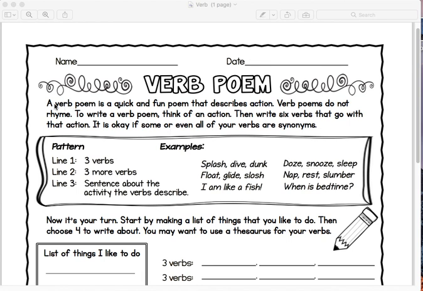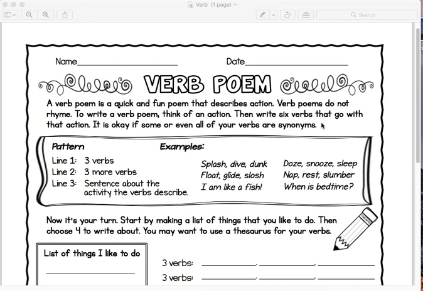Let's read the directions. It says, a verb poem is a quick and fun poem that describes action. Verb poems do not rhyme. To write a verb poem, think of an action and then write 6 verbs that go with that action. It's okay if some or even all of your verbs are synonyms.